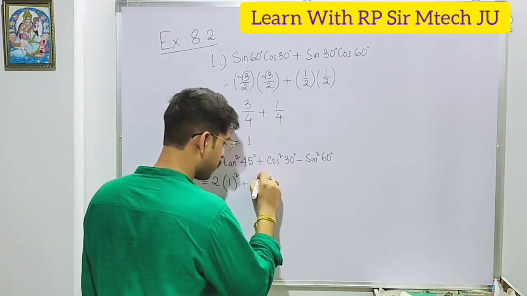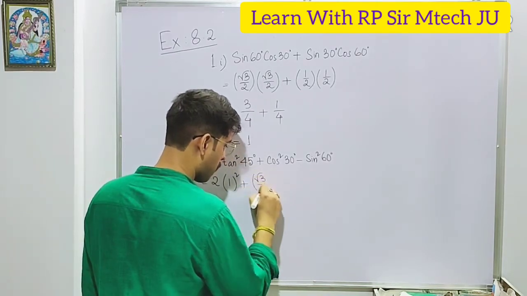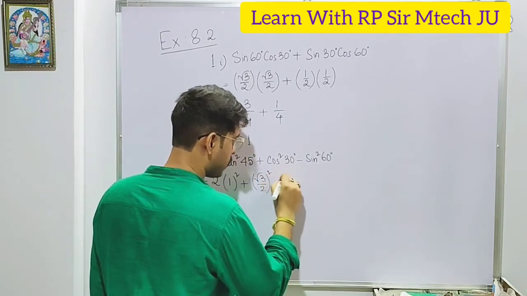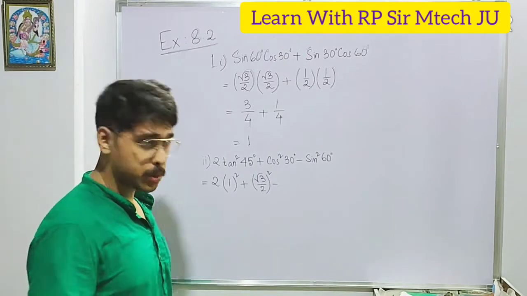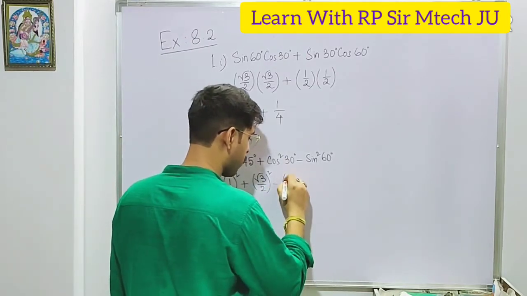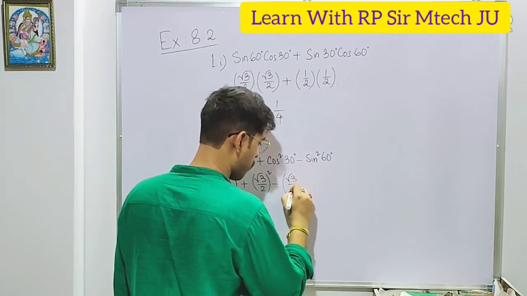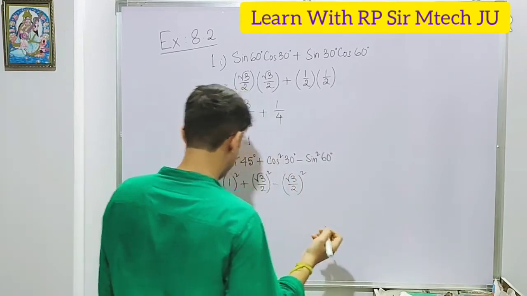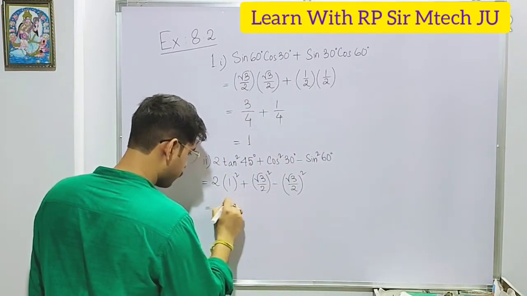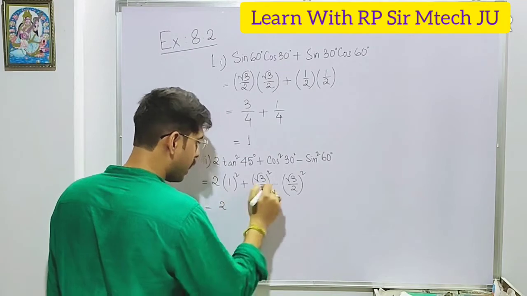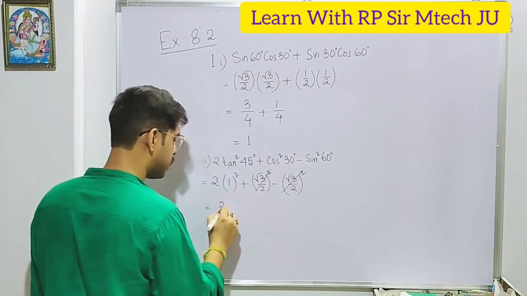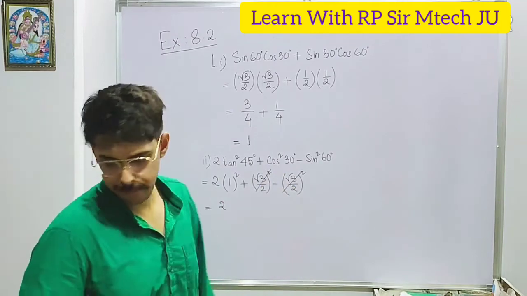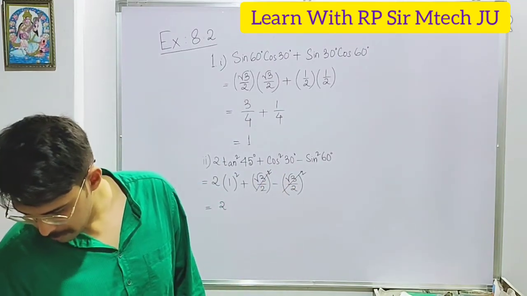So again, minus again sin 60 is root 3 by 2. So sin square 60 will be square of root 3 by 2. So now we have 2, and here root 3 square minus root 3 square will get cancelled. So the answer to this one will be 2 only. Let us move on to the next one.